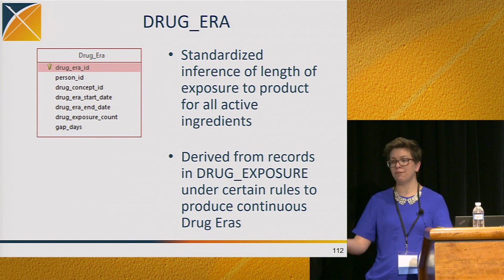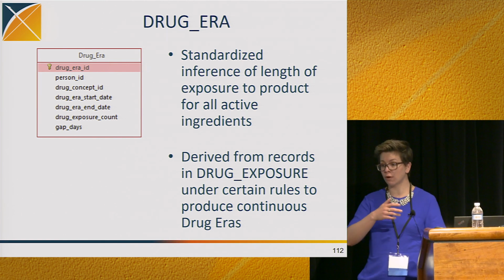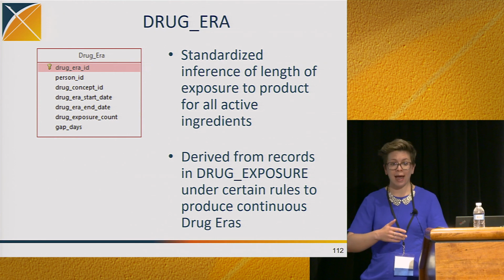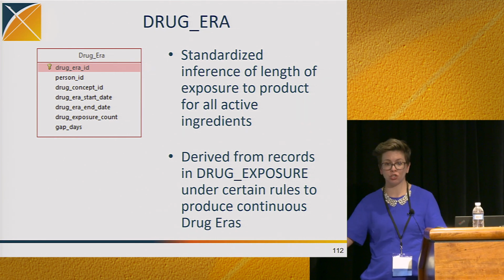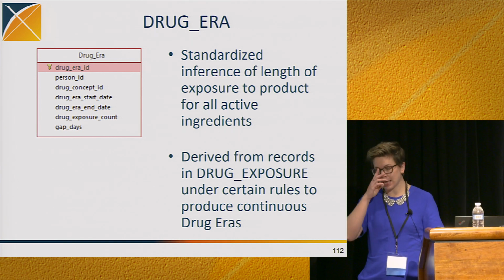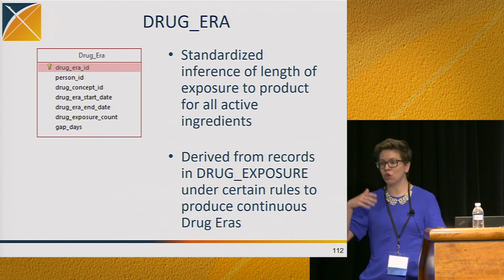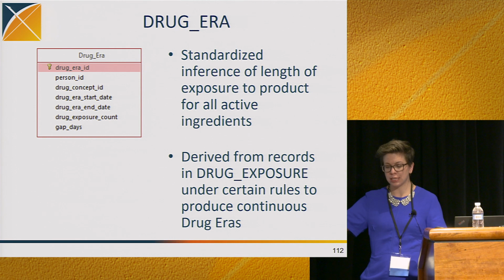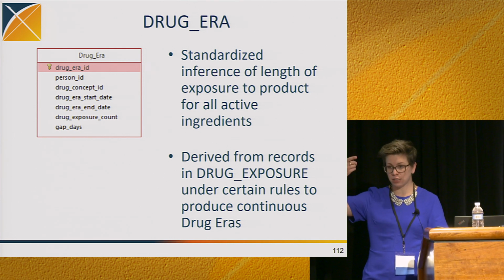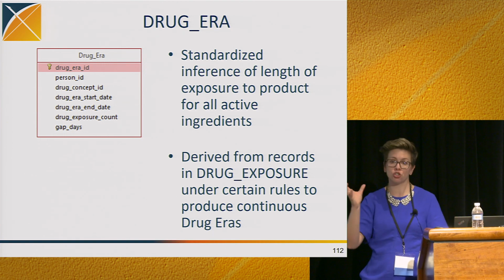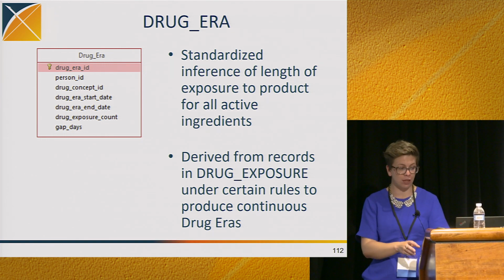So for example, if you're prescribed warfarin, you might be on warfarin for a while, and you might have, let's say, 10 prescriptions over a period of a year. What the drug era table is going to say is, for a given person, look at all the individual exposures, say what the ingredients of these exposures are, and then stitch them together as long as they're within a certain amount of time from each other.